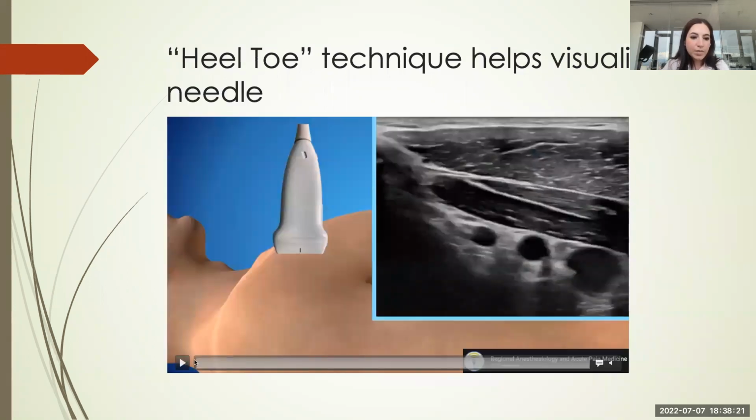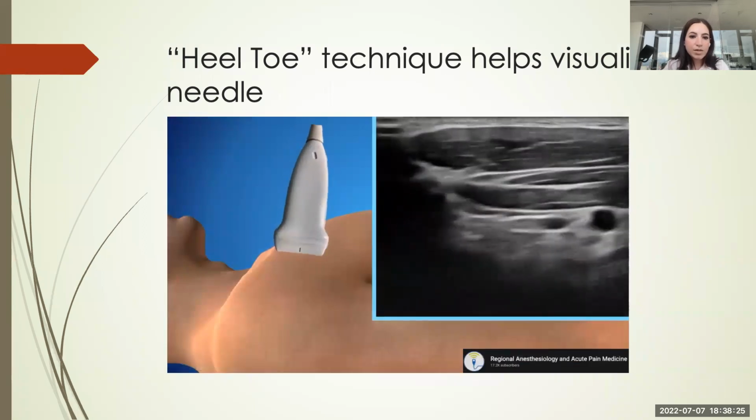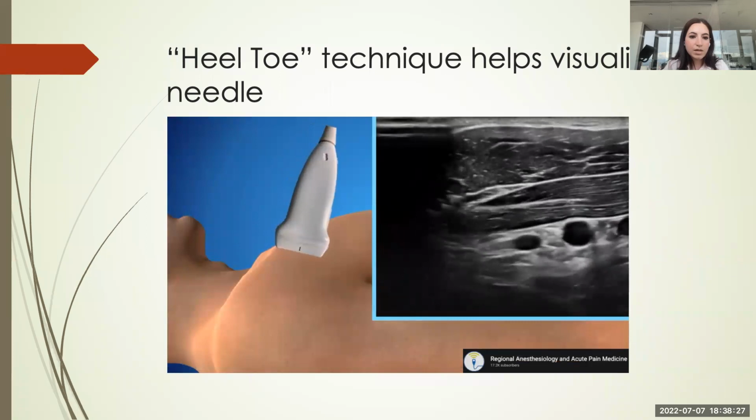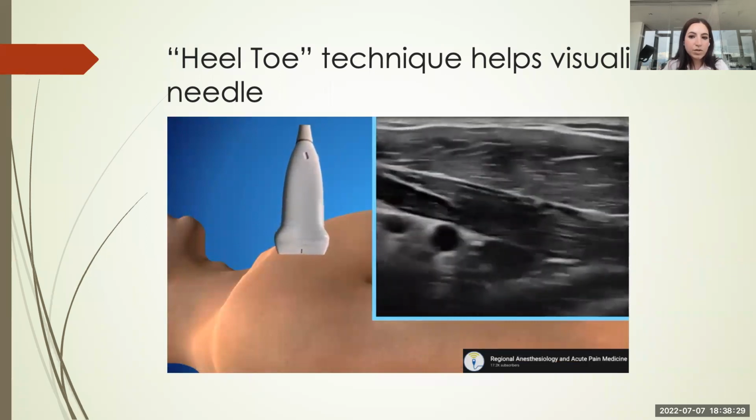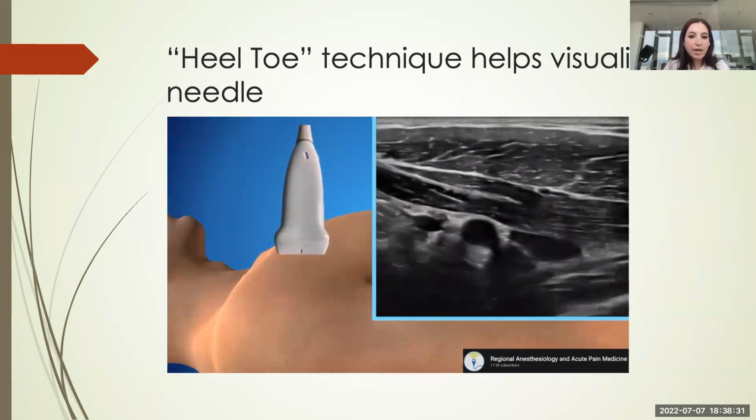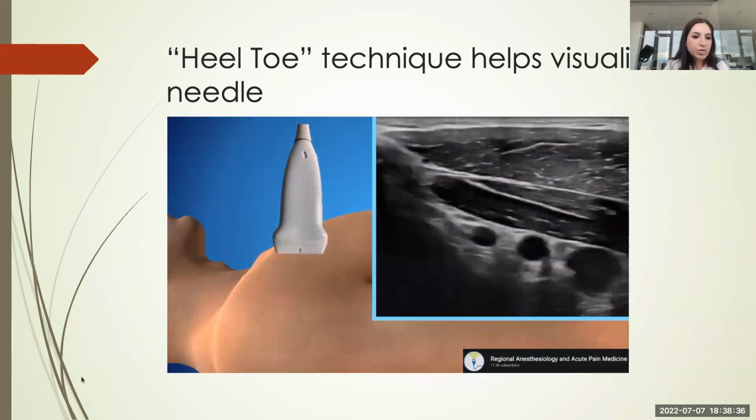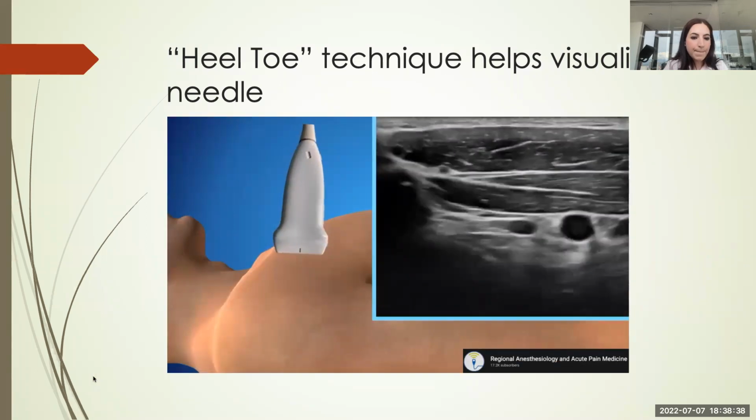hand. Just a quick tip: heel-toeing the probe so that the beam is angled more towards the head can help visualize your needle when it's difficult to see. It only changes the angle by a very small margin, but it does really help to improve visualization of your needle.